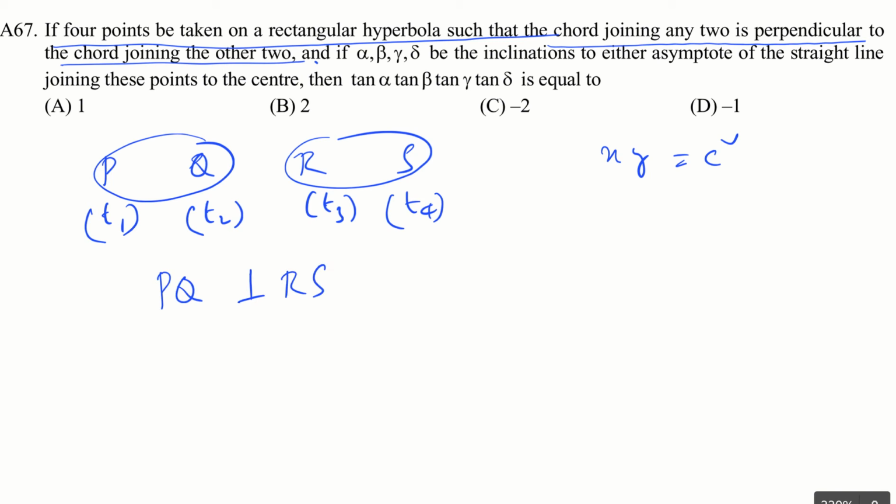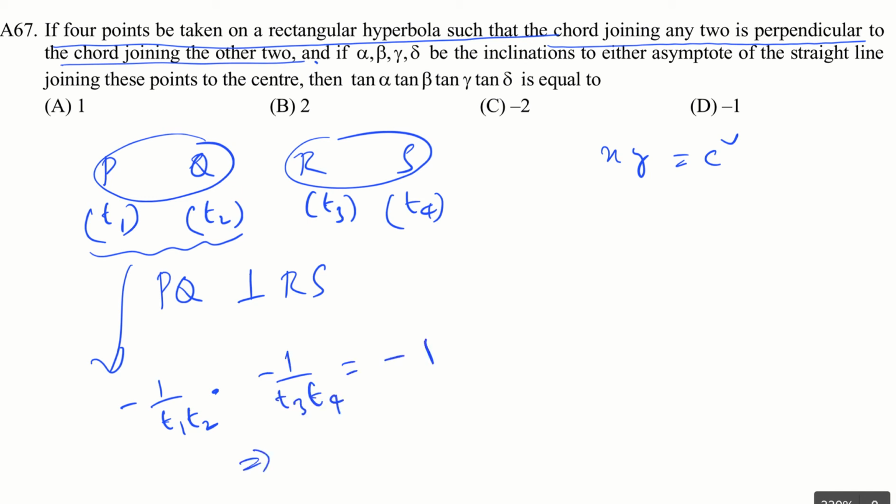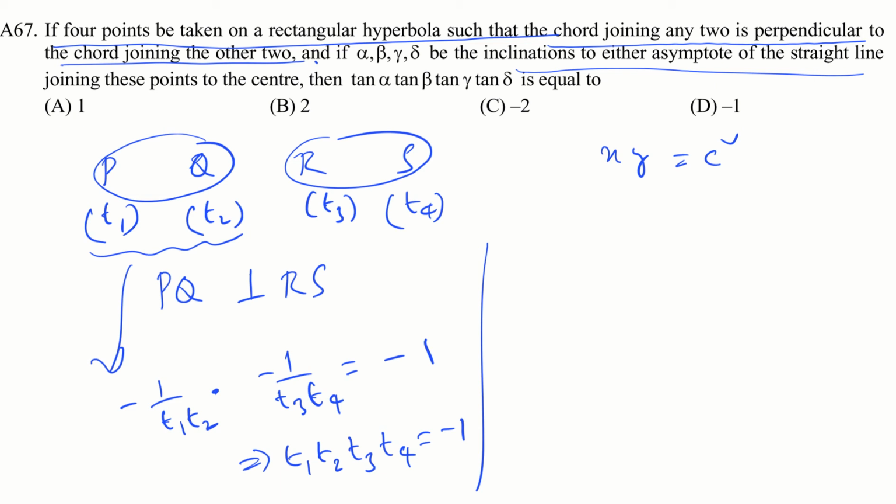PQ perpendicular to RS. So we know that chord joining T1, T2 has slope minus 1 by T1 T2. You can simply use the 2-point formula also to observe this one. So this into slope of RS will be minus 1 by T3 T4, and because they are perpendicular, product of slopes is minus 1. From this I am getting T1 T2 T3 T4 is equal to minus 1.